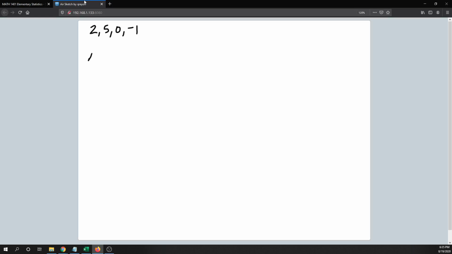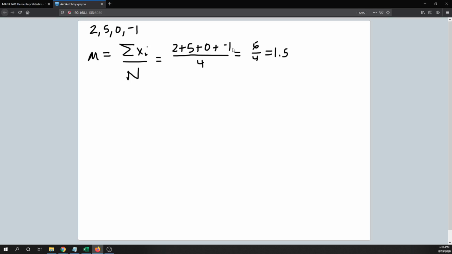And the population mean would be the sum of the x sub i's divided by n. All right, and so we would just add up the observations, 2 plus 5 plus 0 plus minus 1, and then divide by the number that we have, which is 4. Okay, so that would come out to be 6 over 4. So the population mean is 1.5.